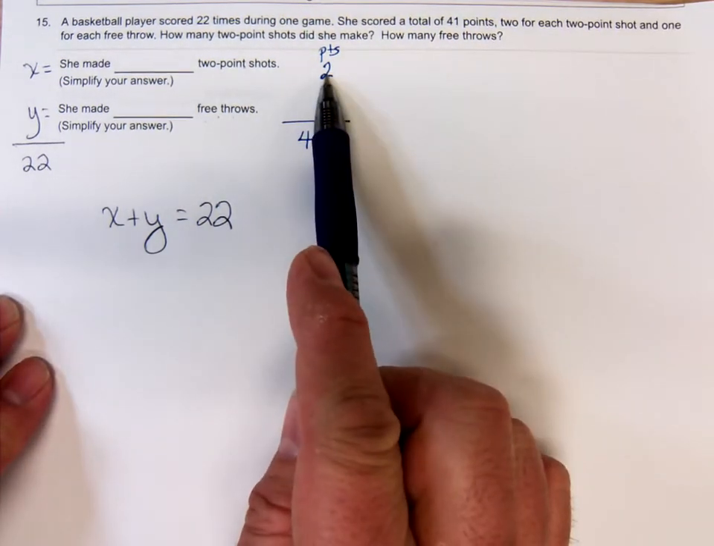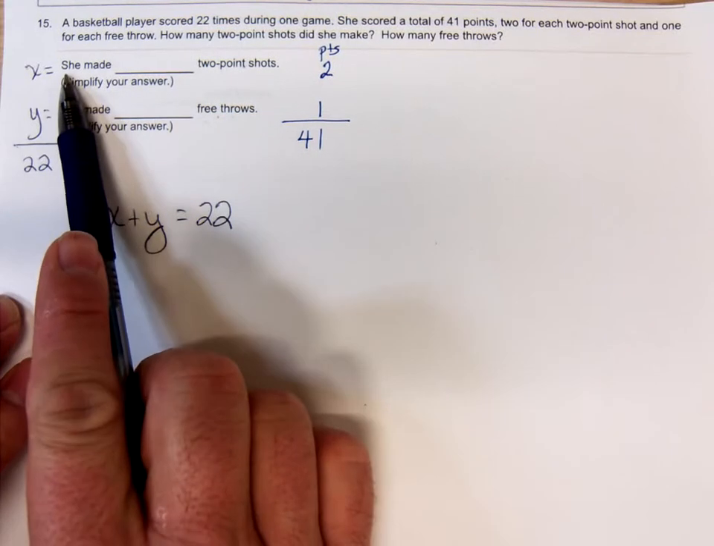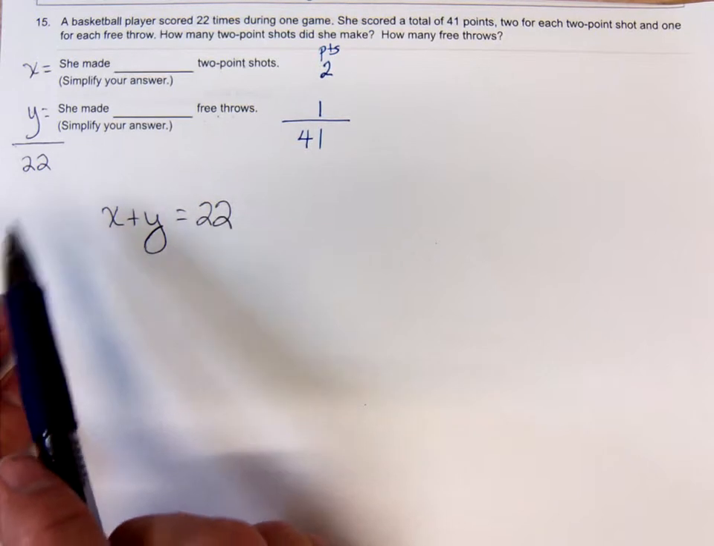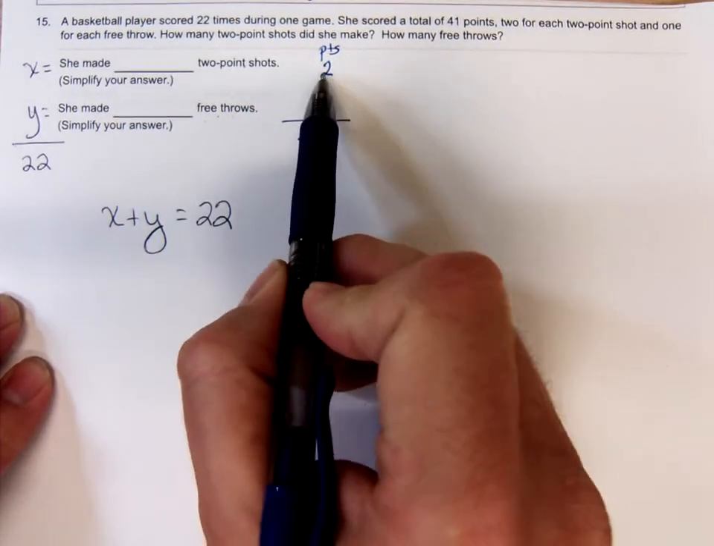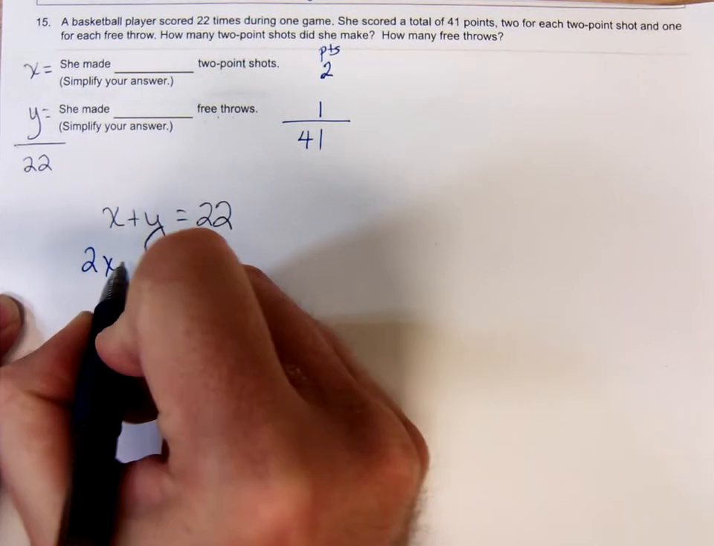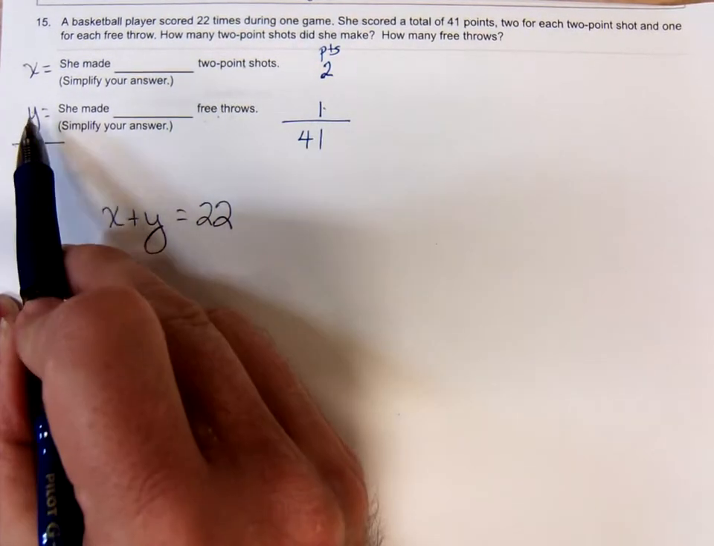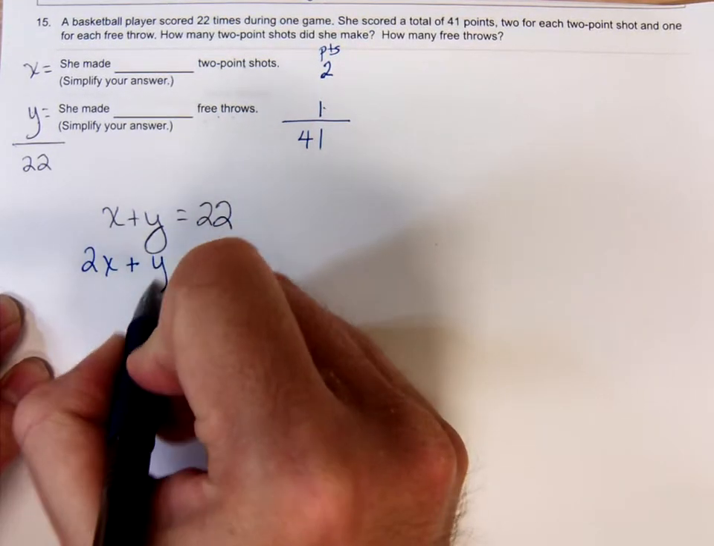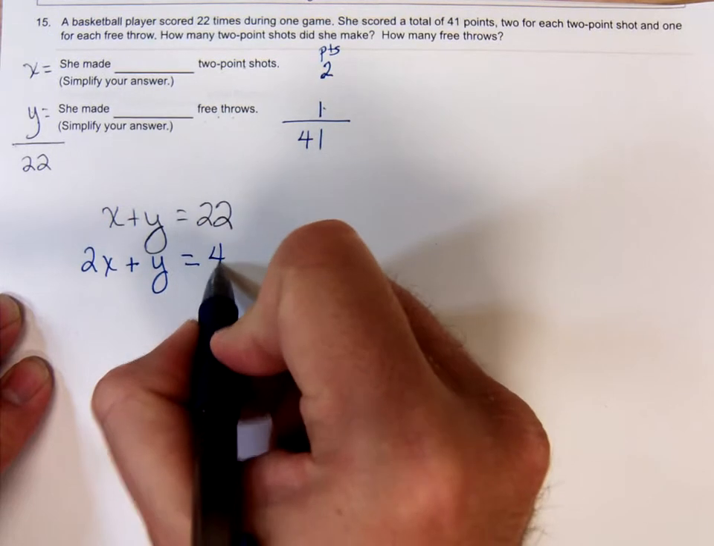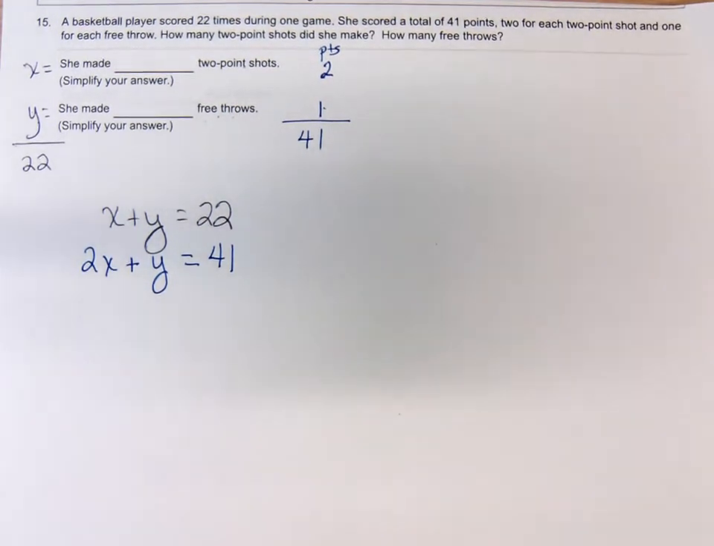Well, she got 2 points for every 2-point shot. Okay, if she threw 10 of them, then she got 20 points from the 2 points. So 2 times X plus 1 times Y, or just Y, equals 41. So there's your two equations, and you can solve it however you want.